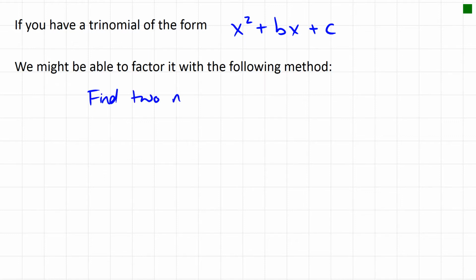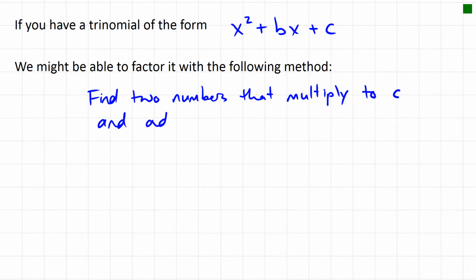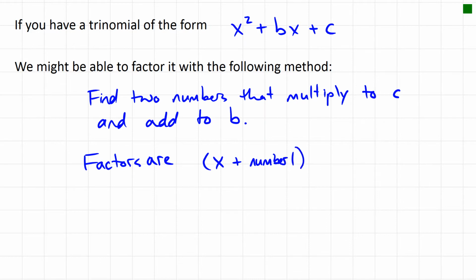Find two numbers that multiply to c and add to b. If we can do that, then the factors of that trinomial are x plus number 1, the number that multiplies to c and adds to b, and x plus the second number, which I'll just call number 2 for now. And that's a little theoretical, but I'm going to show you that method in action right now.